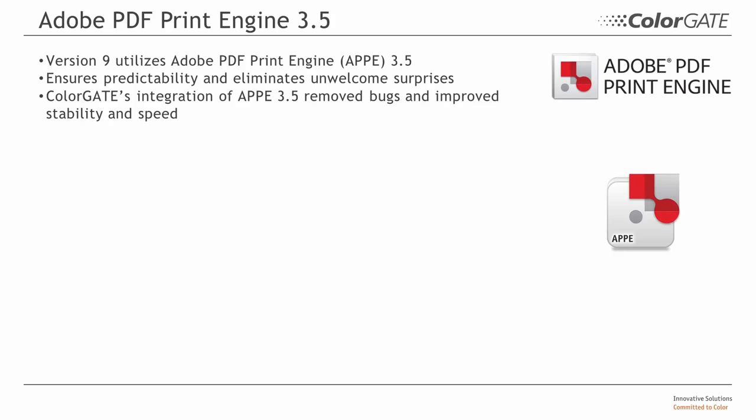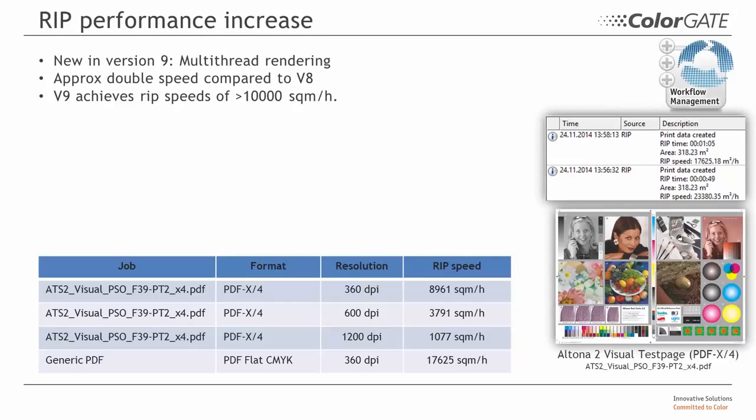The APPE version 3.5 impresses with its improvements regarding predictability of the workflow as well as the printing results, which avoids unwanted surprises. During the process of implementing the APPE 3.5, ColorGATE succeeded in making numerous optimizations which had a particularly positive impact on the RIP speed. All version 9 products therefore benefit from even faster RIP speed.